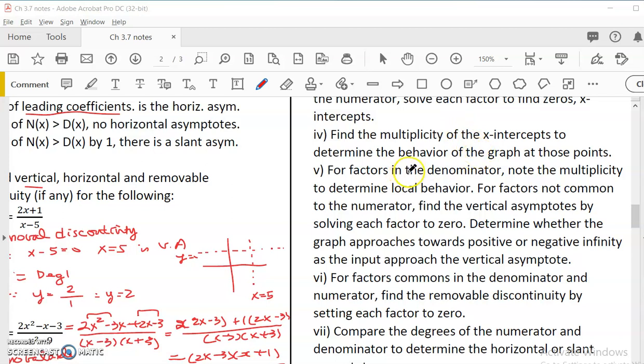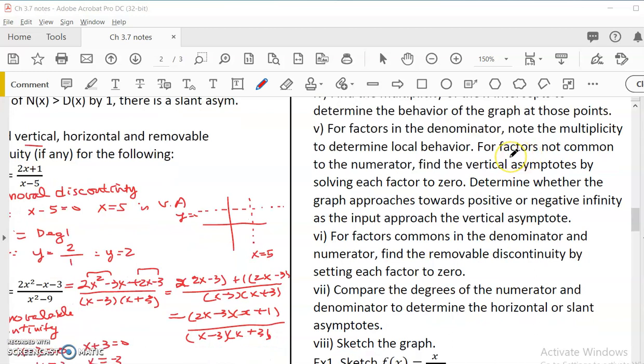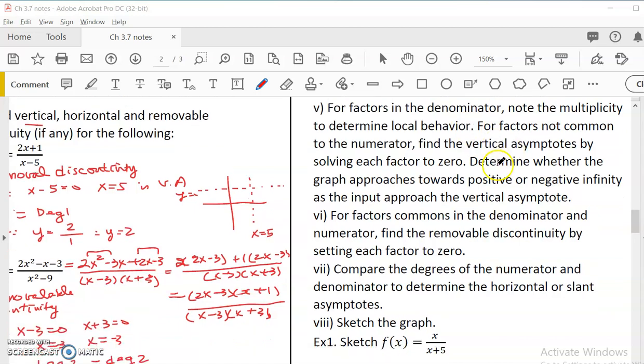And then we look at the denominator's factors. In the denominator, these would be the vertical asymptotes, because factors not common to the numerator are vertical asymptotes. You also note the multiplicity. If the multiplicity is even, both sides of the vertical asymptote go in the same direction, to infinity or negative infinity.